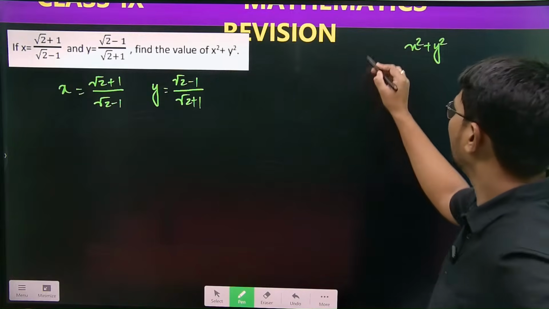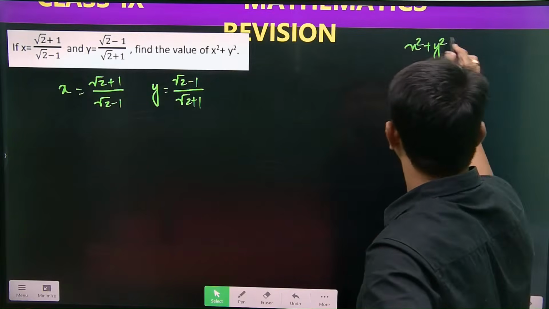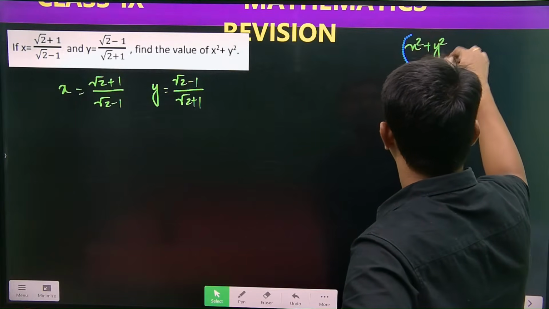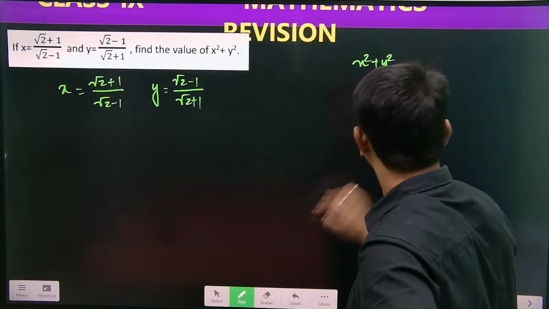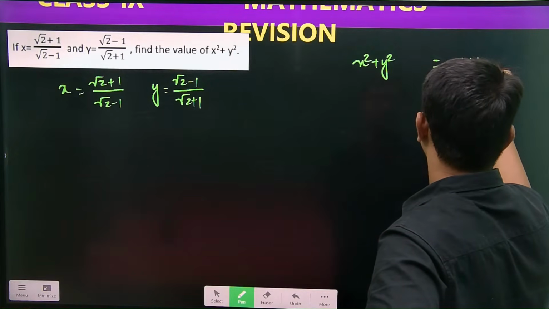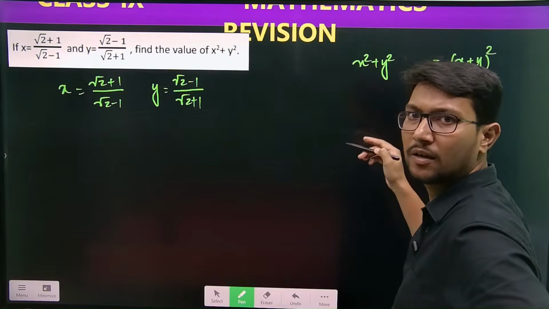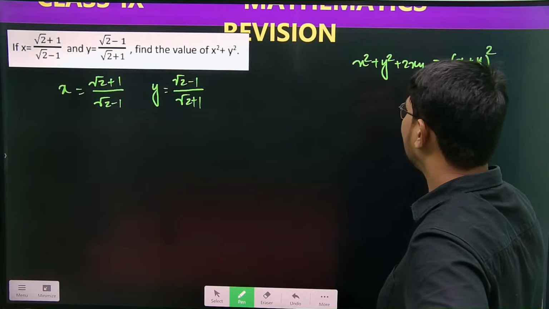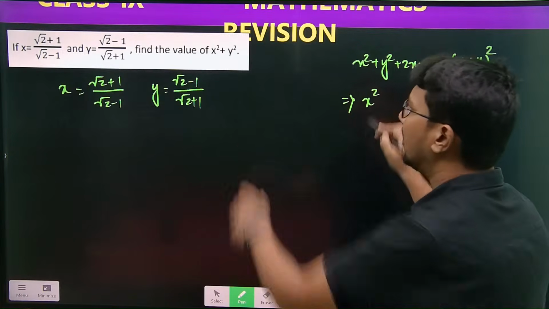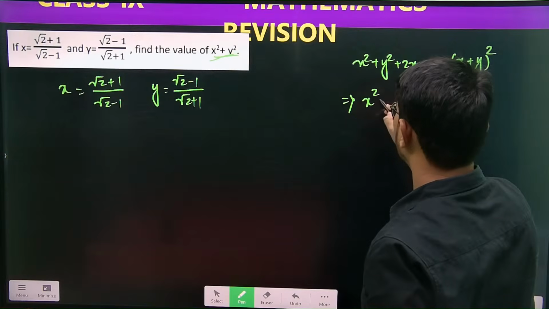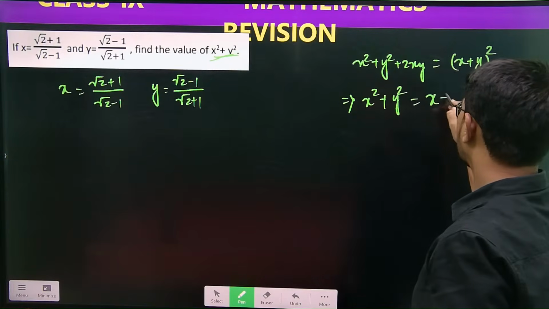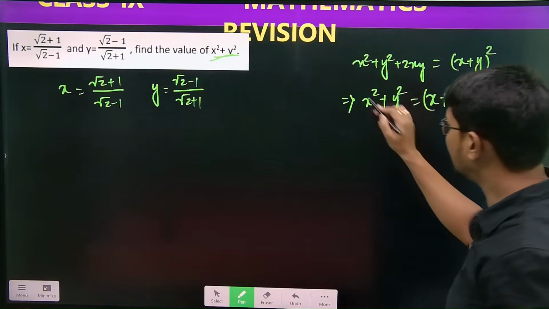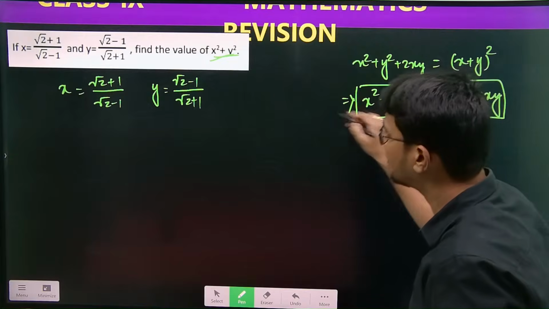Though the question is asking x square plus y square, do you know, बच्चों, what is the value of x plus y whole square? X plus y whole square is x square plus y square plus 2xy. This implies we need only x square plus y square. X square plus y square is how much? That is x plus y whole square minus 2xy. Means we will use this while solving this question.